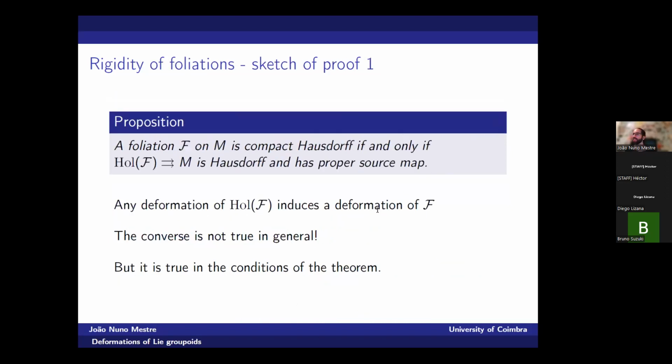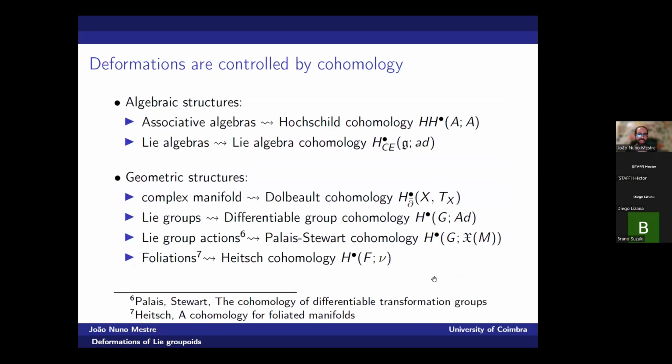Okay, so now I'll tell you how one would prove rigidity of Lie groupoids, and I'll try to be brief. In general, deformations are controlled by cohomology. Classical examples would be, for associative or Lie algebras, you have Hochschild or Lie algebra cohomology with values, for example, in the adjoint representation. And for complex manifolds, this was a big part of the motivation for our work, you would get Dolbeault cohomology controlling the deformations of complex structure. But also for foliations, you do have a cohomology controlling the deformations of foliations, which is called Heitsch cohomology.